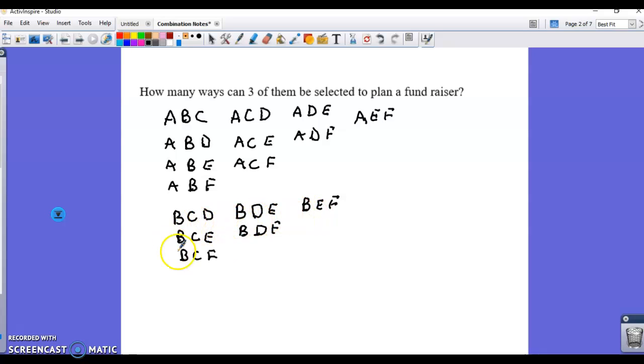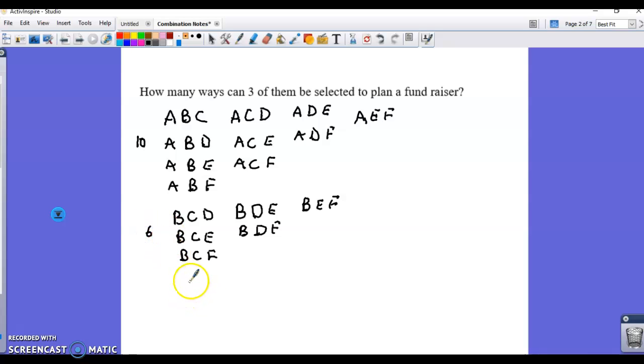So there are 1, 2, 3, 4, 5, 6, 7, 8, 9, 10 groups that include Adam. Well, there are 1, 2, 3, 4, 5, 6, 7, 8, 9, 10 groups that contain B. Was that Betty? But 4 of them we already counted, right? So there's only 6 new groups. So this is 10. This is 6 more.